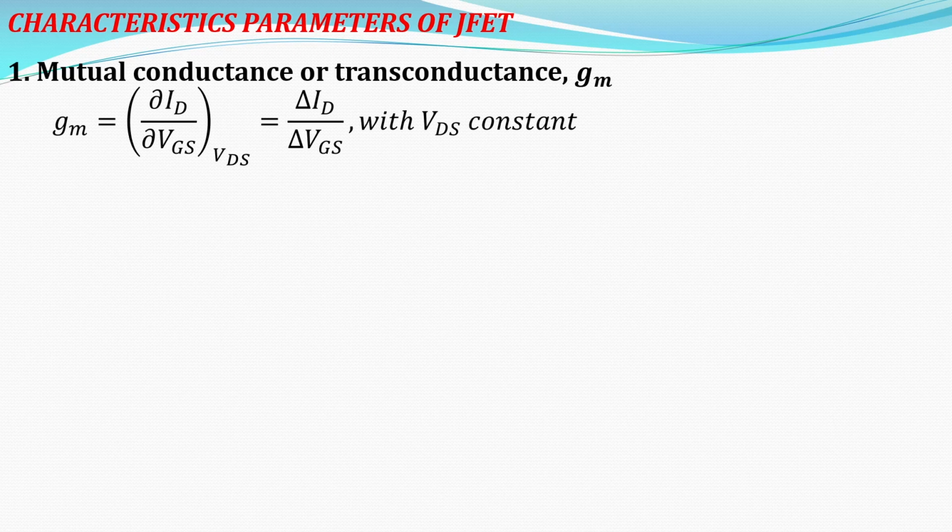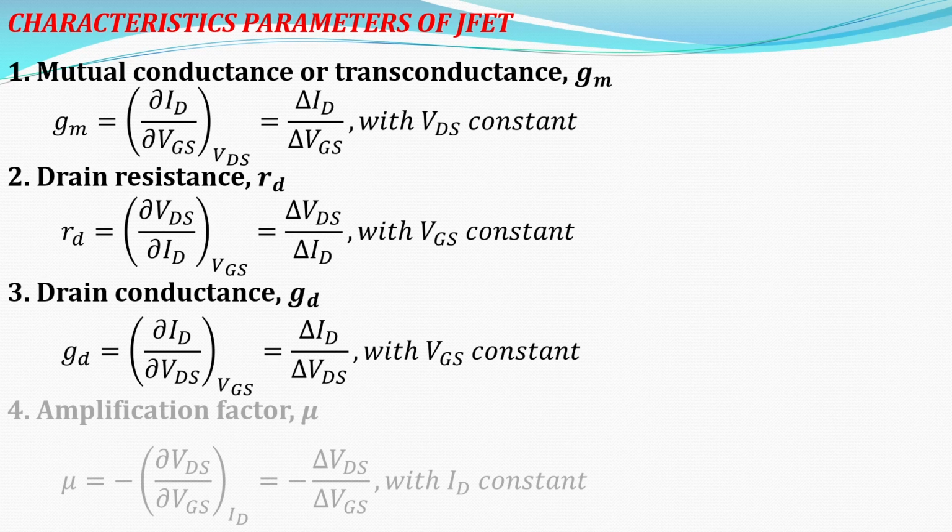And next one, characteristic parameters of JFET. We know the general classification of amplifiers: voltage amplifier, current amplifier, transconductance and transresistance amplifiers. Based on that, here for JFET, the parameters are calculated. First one, transconductance, which is denoted by the symbol gm, and drain resistance is denoted as rd, and drain conductance is denoted as gd, and amplification mu is nothing but the amplification factor.